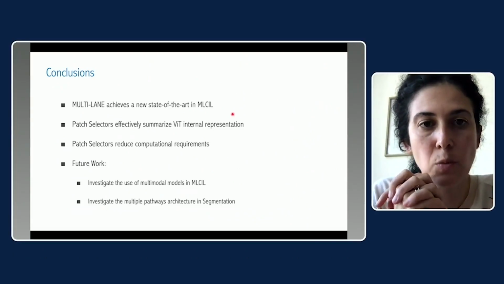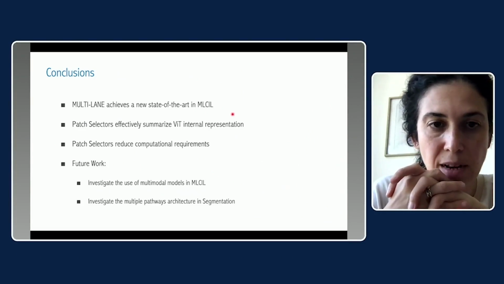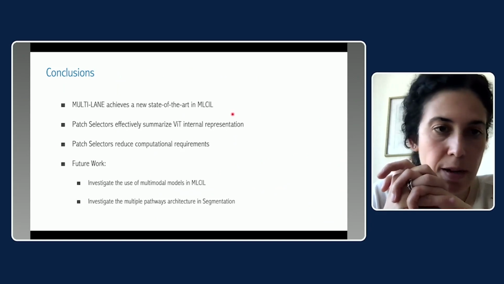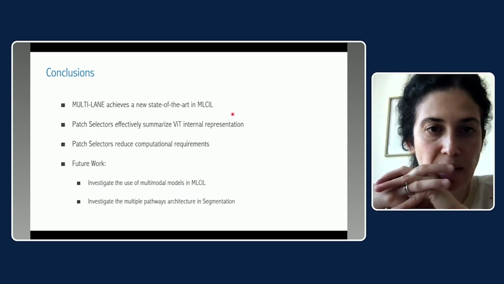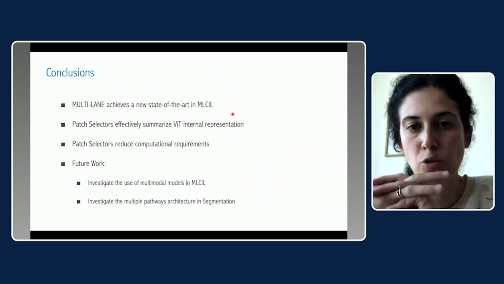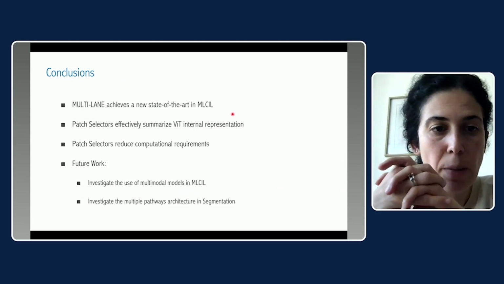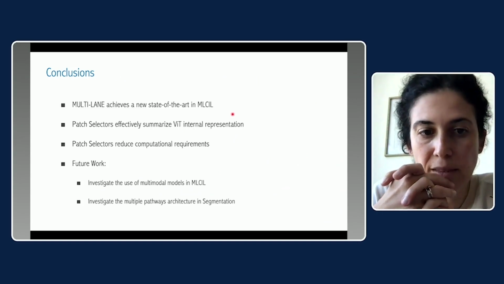So to conclude about this work, we show this new approach for multi-label class incremental learning. This approach is called MULTI-LANE and achieves the state-of-the-art in multi-label class incremental learning. We introduced for the first time into prompt tuning methods this idea of patch selectors, because we want to efficiently summarize the ViT internal representation. We show that our patch selectors reduce computational requirements.